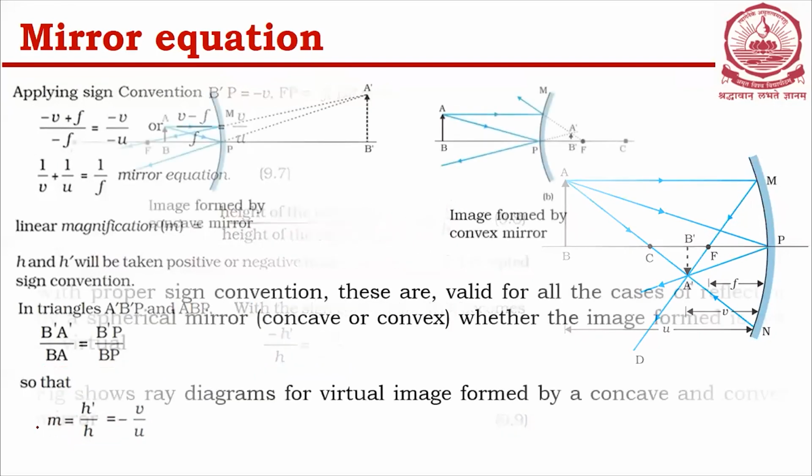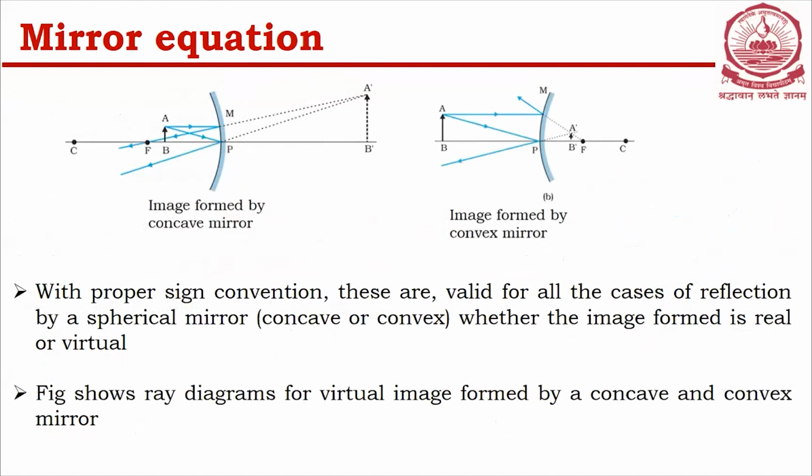So proceed further. You can see how the image is formed with a concave mirror. The object is between the focal point and the pole, so you will get a virtual image. I think you know the difference between a real image and a virtual image. The light ray appears to come from this point A dash, so this is a virtual point because this is forming a virtual image. The object is between F and the pole. This is with the concave mirror.